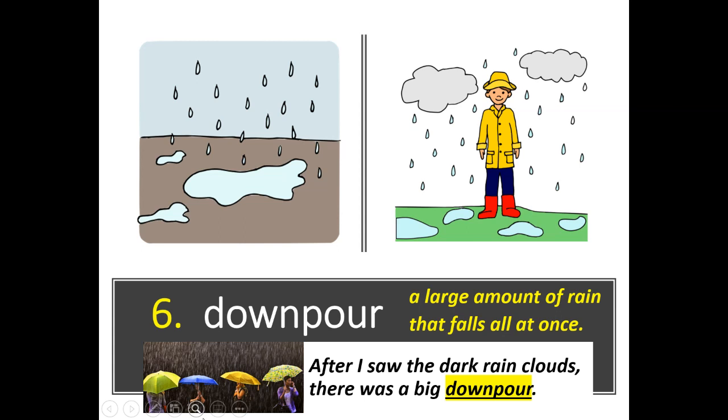That's a big word, so make sure you spell it for number 6. The first word is down and then pour. Like you would pour a glass of water. Well, the water is coming down in a downpour. D-O-W-N-P-O-U-R, downpour. Now, if you need more time, push pause.